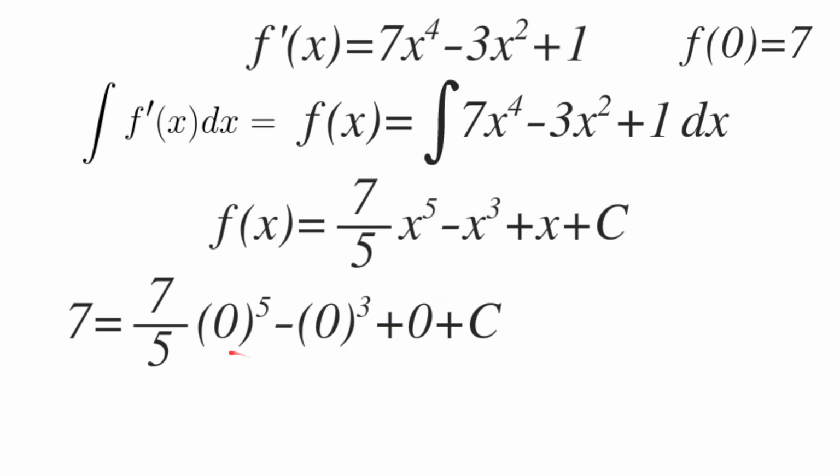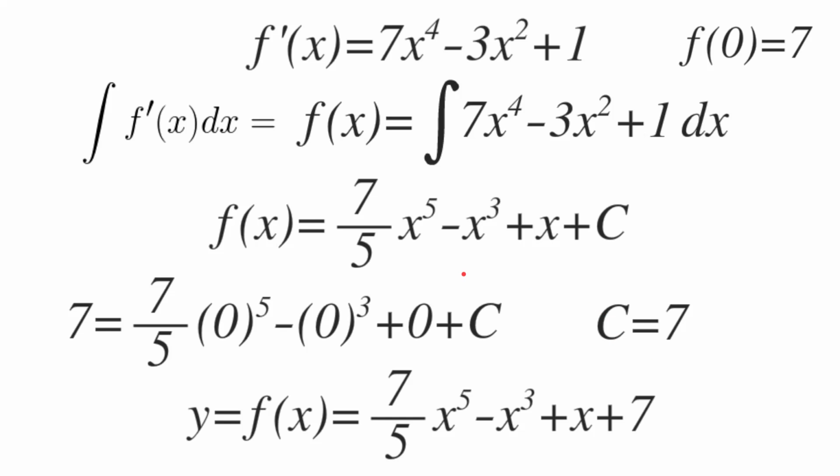So you plug in 0 for x, and then 7 for f of x, solve for c, and c is 7. And plugging that back into here gets our final function, y equals f of x equals 7/5 x to the 5th minus x cubed plus x plus 7.